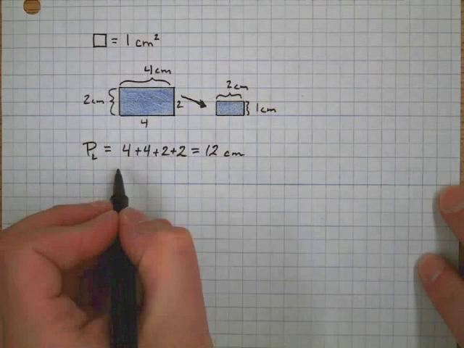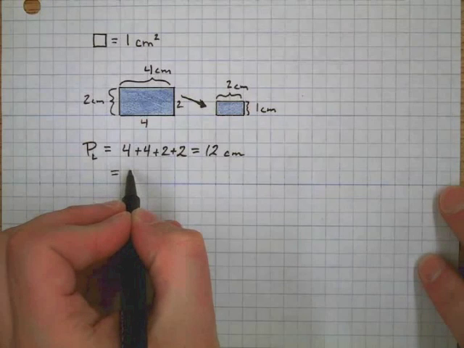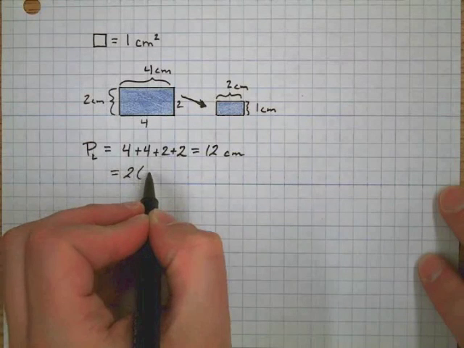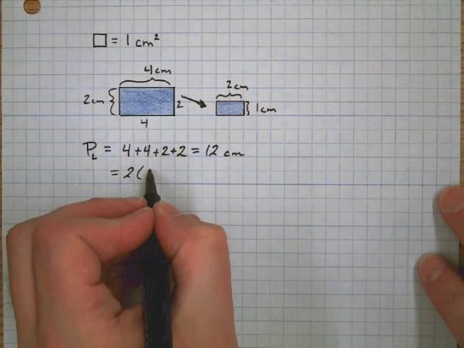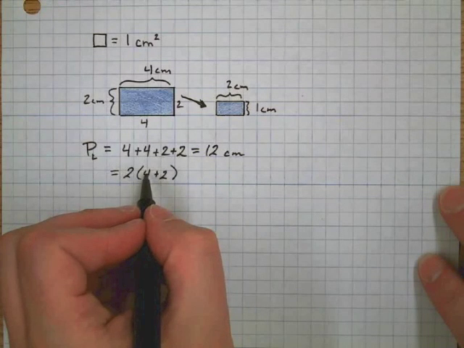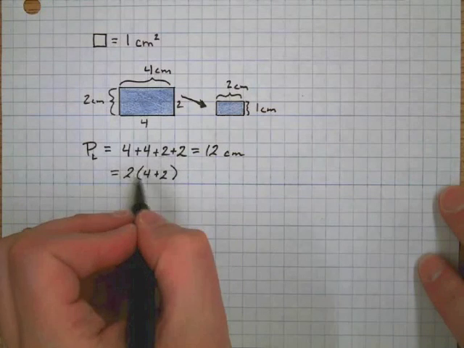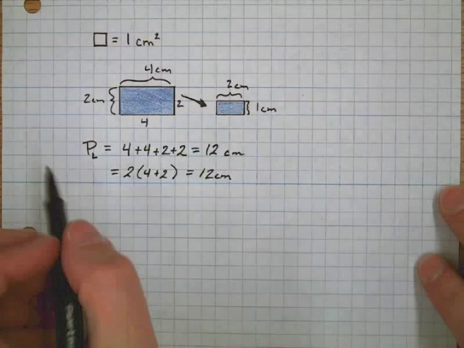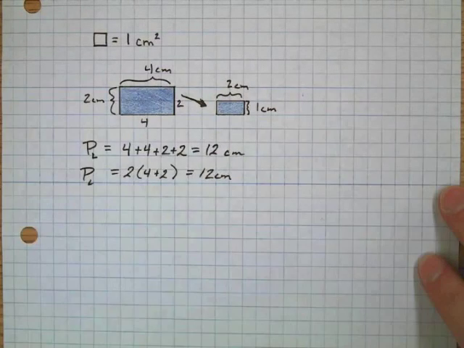We could also do this. We could also look at saying 2 times the length and the width. So we could say this as well, and we have 4 plus 2 is 6, and 6 times 2 is also 12. Either of those will work for the perimeter of this larger rectangle.